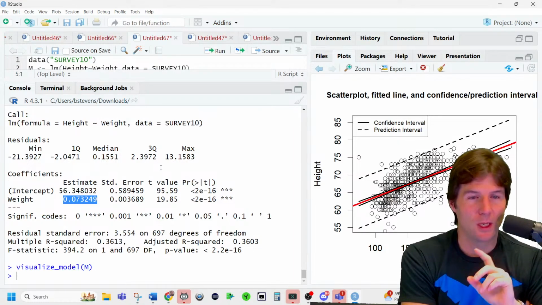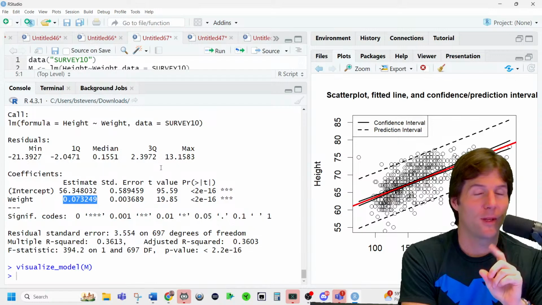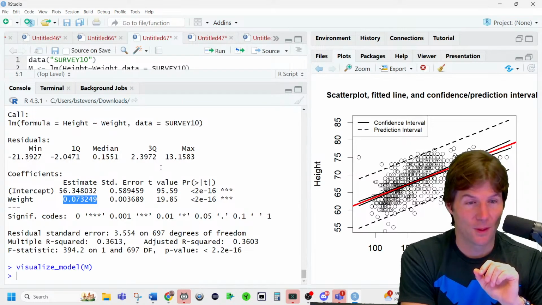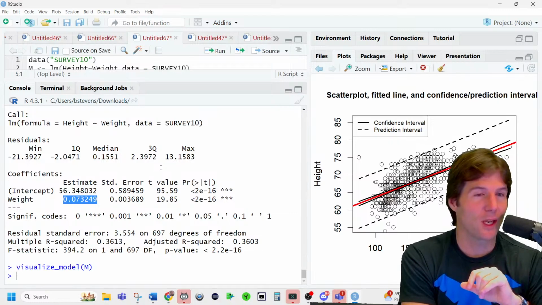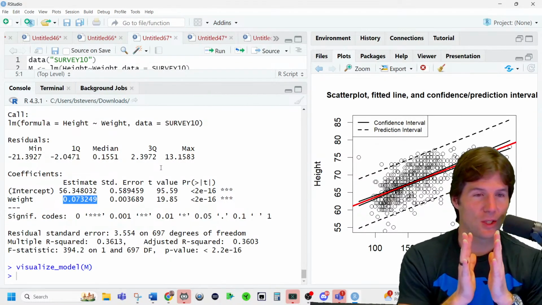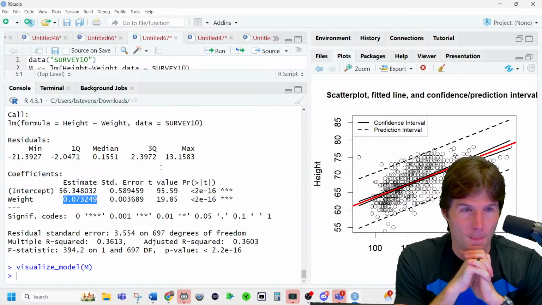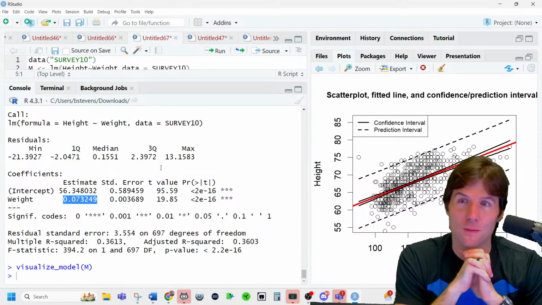For each 1 unit increase in weight, we expect height to increase by point. Be careful. Height increases by inches, right? Height is inches, though. So we don't have the right answer yet. Keep trying. Do some reworking. Remember, height is in inches, and weight is in pounds.